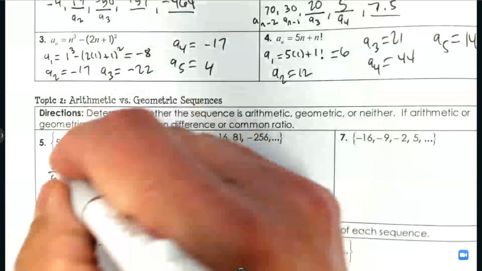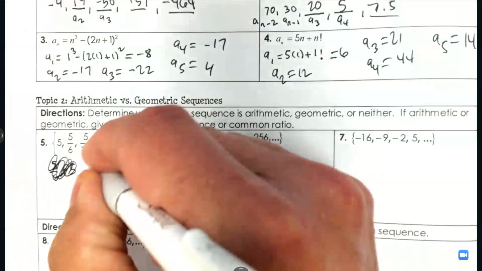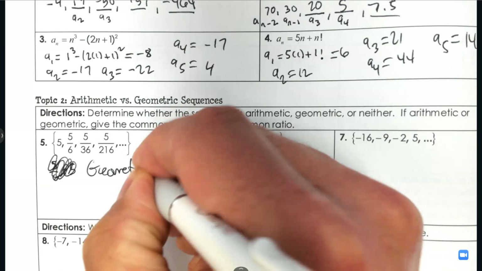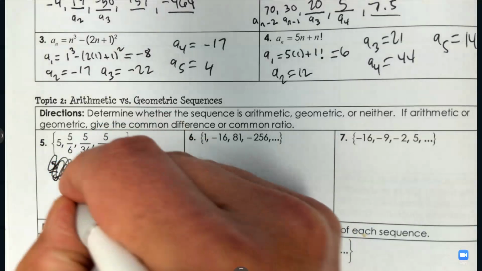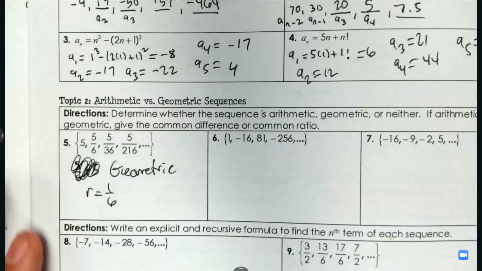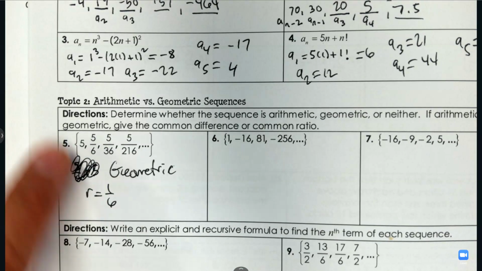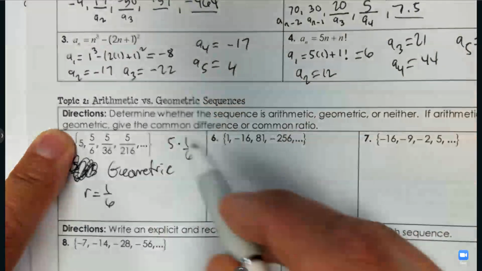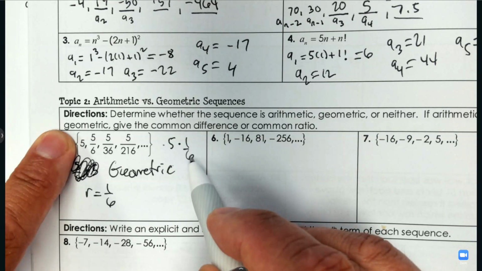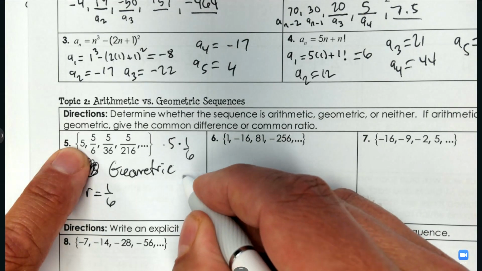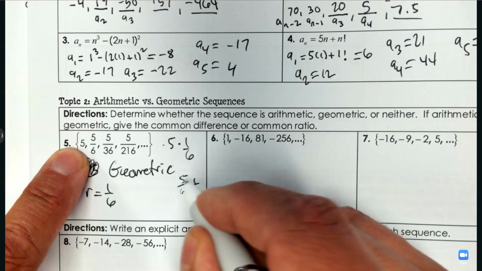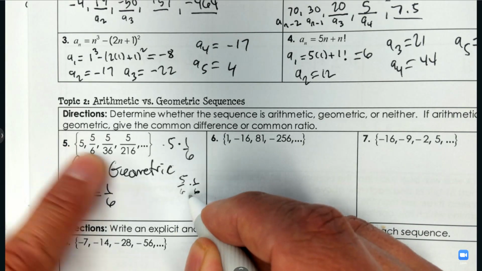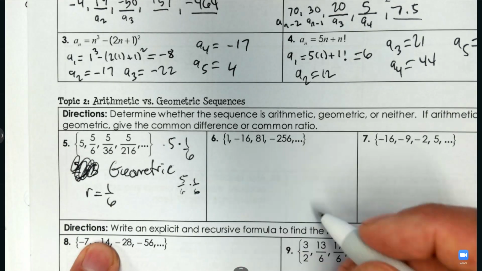So I'm going to tell you right now that this is geometric. And the reason it's geometric is because you are multiplying by 1 over 6. So 5 times 1 over 6, you would multiply the tops and bottoms together. If I took 5 over 6 times 1 over 6, multiply the tops and bottoms together, it would match.